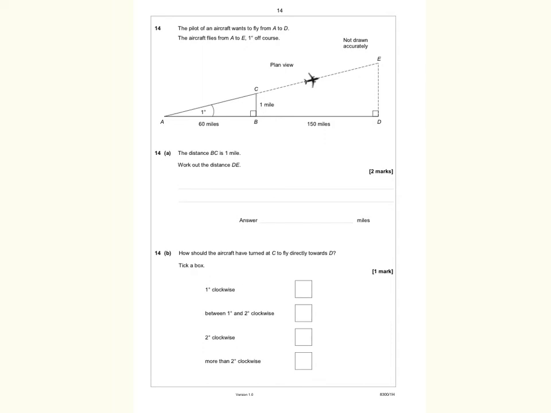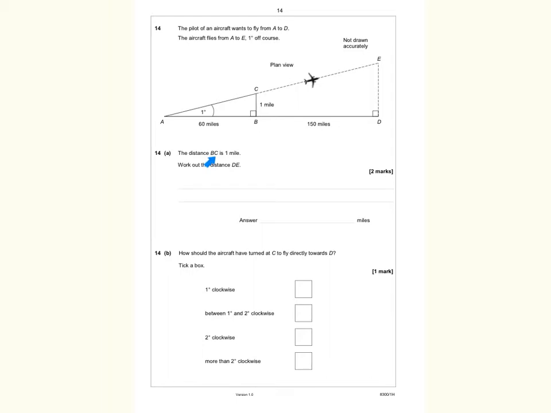Question 14. So we have the pilot of an aircraft who wants to fly from A to D. So I'll look at the diagram, A to D. The aircraft flies from A to E, 1 degree off course. Now, here it's useful to notice that this is the plan view, so we're looking from above. The pilot needs to go from here to here, and it's actually going this way.